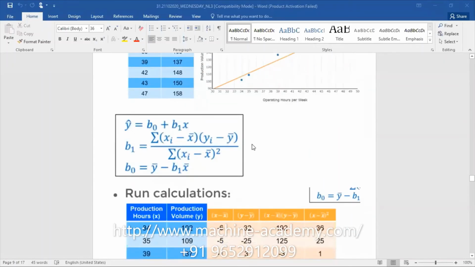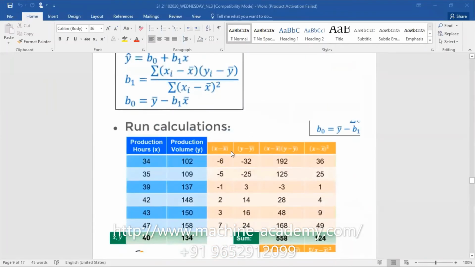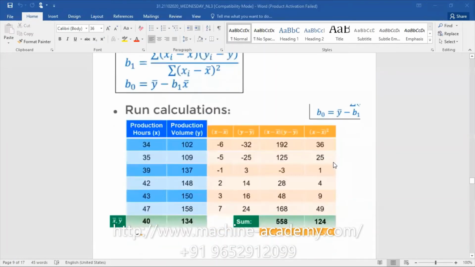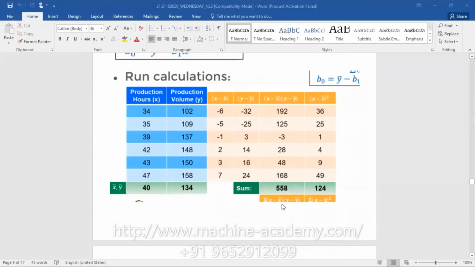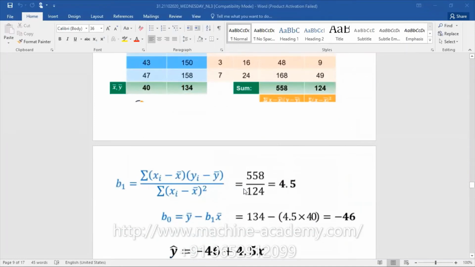Now if you observe here, x minus x cap, y minus y cap, x minus x cap into y minus y cap, and x minus x cap whole square, all have been substituted here. Once we substitute this, what is the value of B1? We are getting 4.5. Once we calculate that, B naught equals y cap minus B1 into x cap.